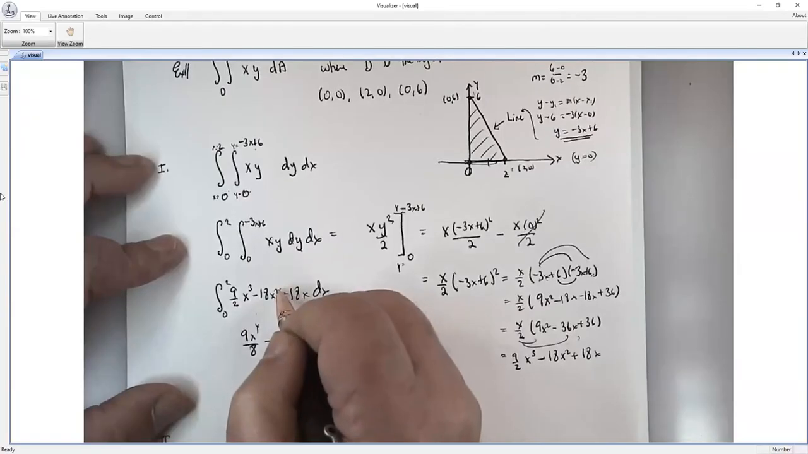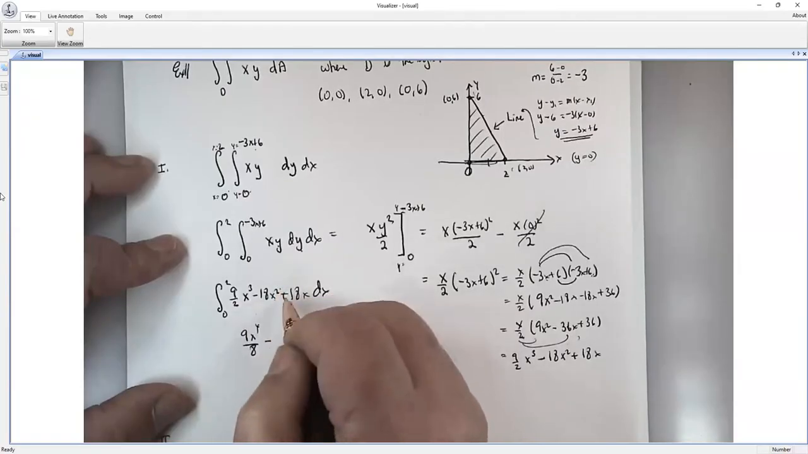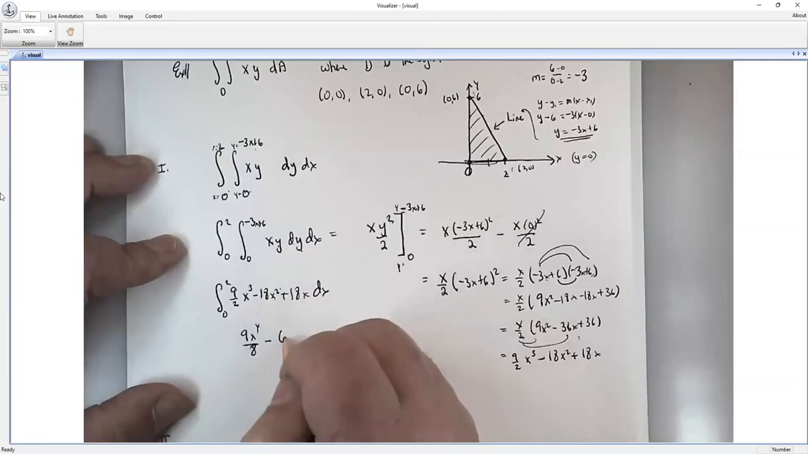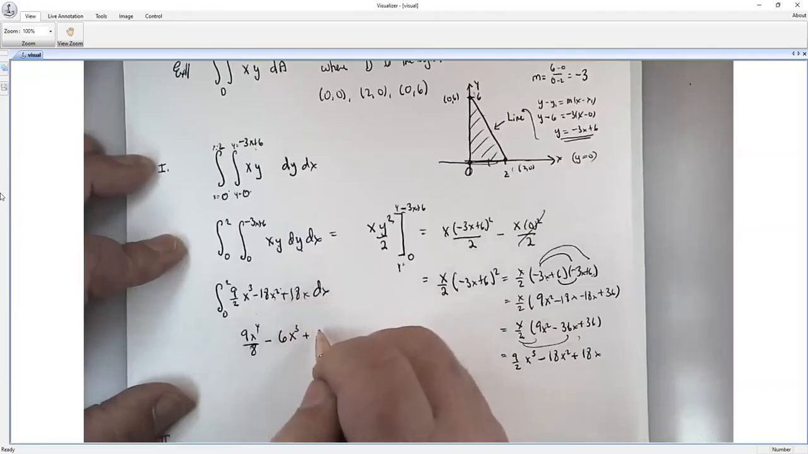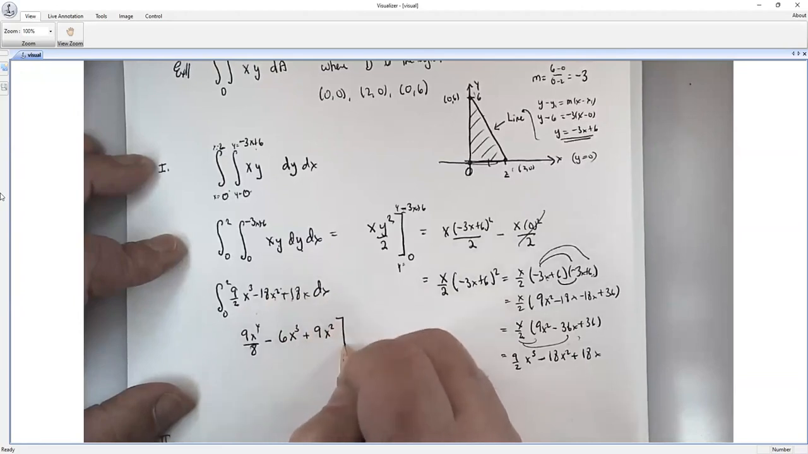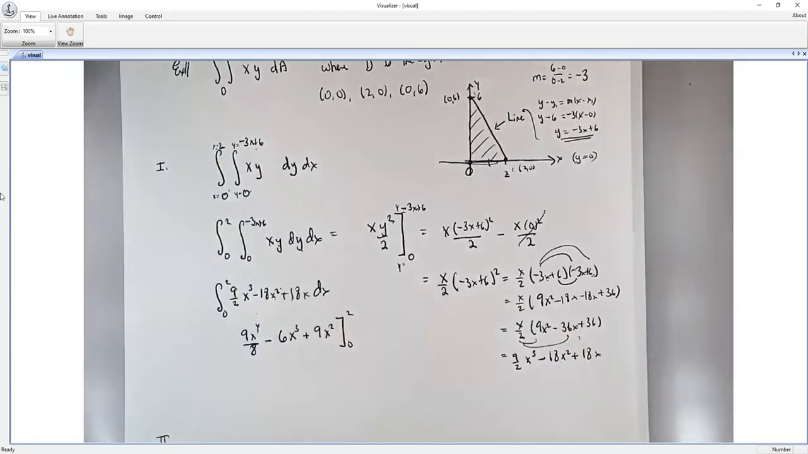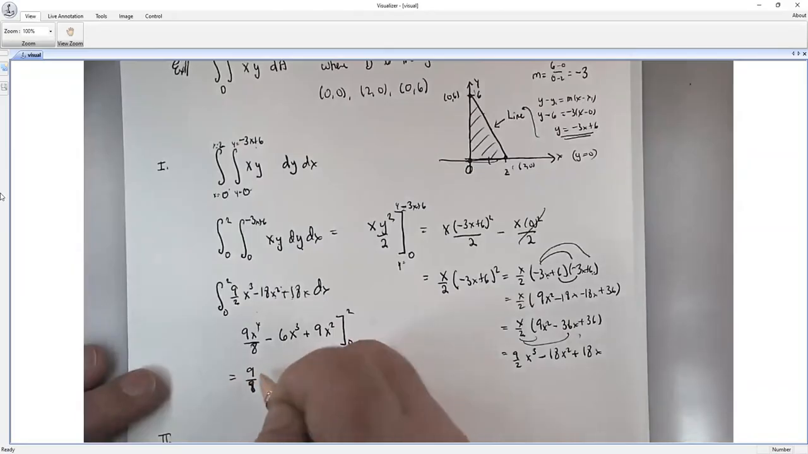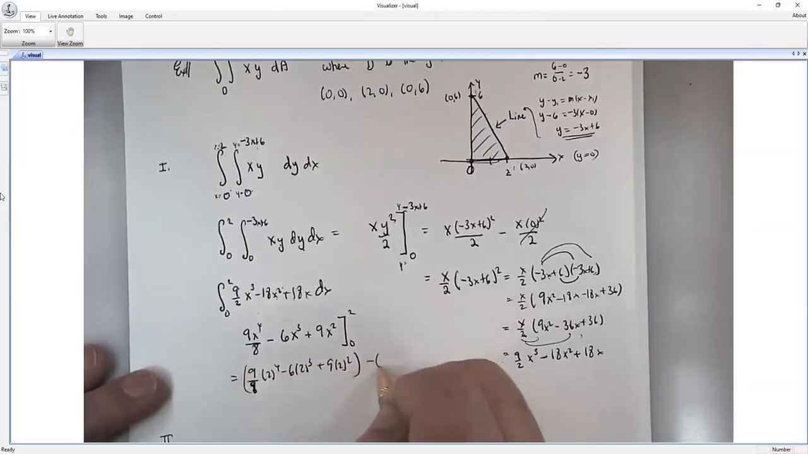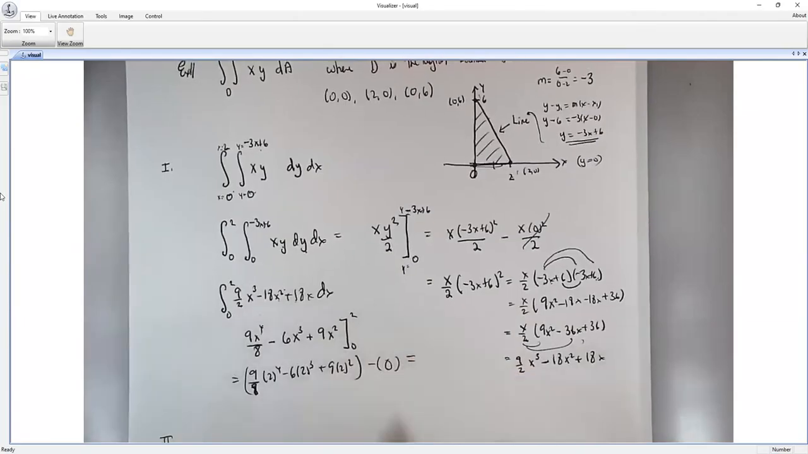Minus, integral of x squared is x cubed over 3. 3 goes into 18 6 times. It'll be 6x cubed plus, integral of 18x will be x squared over 2. 2 goes into 18 9 times, so it'll be 9x squared, evaluated from 0 to 2. According to the fundamental theorem of calculus, you plug in top minus plug in bottom. 9/8 times 2 to the 4th minus 6 times 2 cubed plus 9 times 2 squared, minus plug in bottom. Plugging in 0, you pretty much get 0.